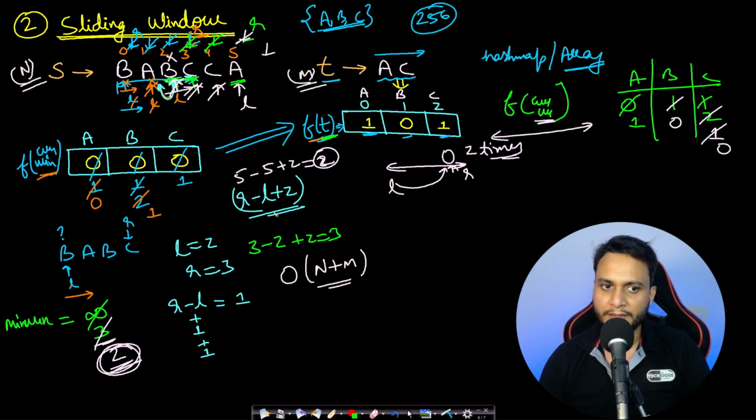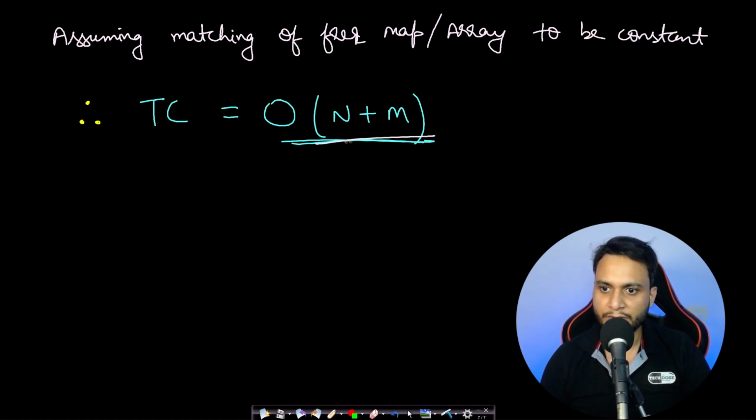Another base case can be if the size of T is larger than S, then you can never find a valid substring in S matching T. I hope this sliding window technique is clear. The time complexity is order of n plus m. We are not considering the frequency matcher of the 2 arrays because that is a constant, since all the characters are small or capital case letters. Let us now look at the code.